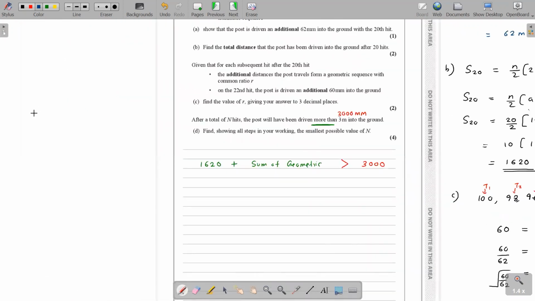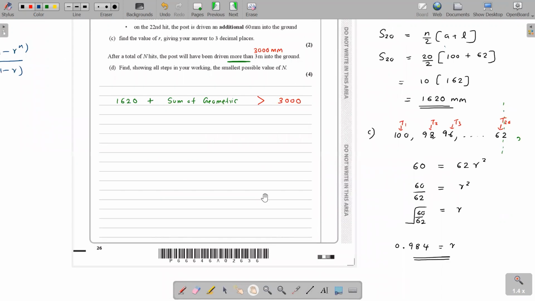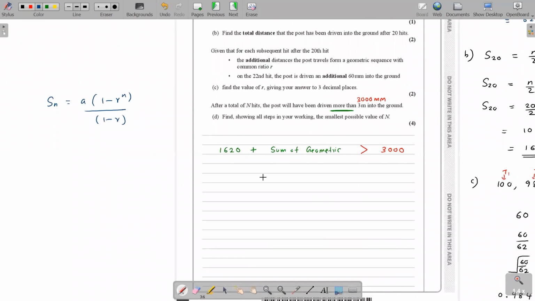Sum of a geometric sequence equation is what? A times 1 minus r to the power n over 1 minus r, if r is less than 1. I think you can see here our r value is less than 1, right? So shall we use it here? Shall I make sum of geometric the subject? So sum of geometric, can I know the value here? 3,000 minus 1,620 is how much? 1,380.